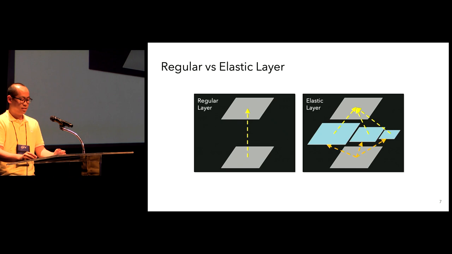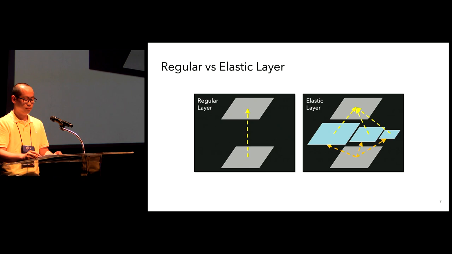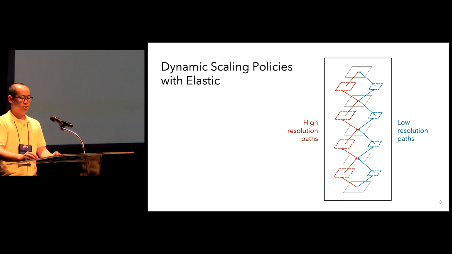One Elastic layer looks simple, but many layers make things interesting. In each layer, we provide two resolution paths, which entails a model that can focus more or less on one scale path. This implicitly resembles a soft dynamic scaling policy.